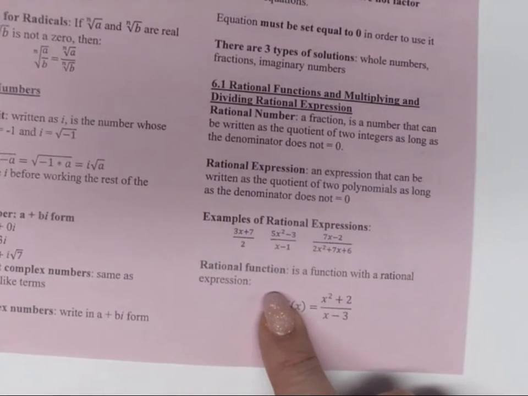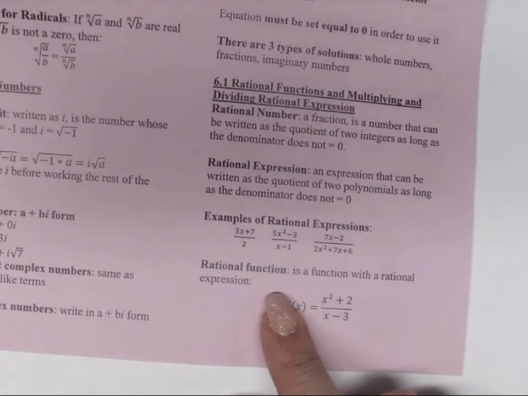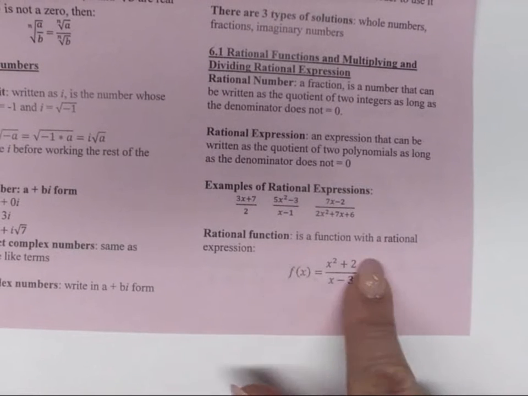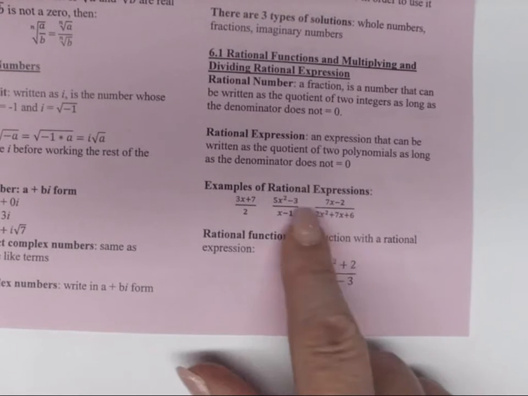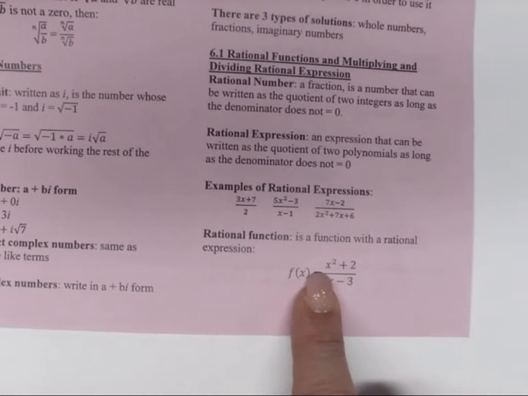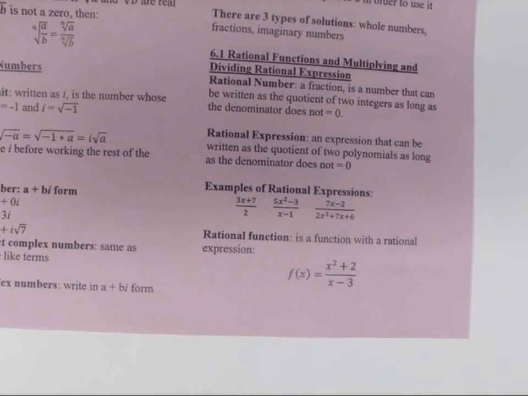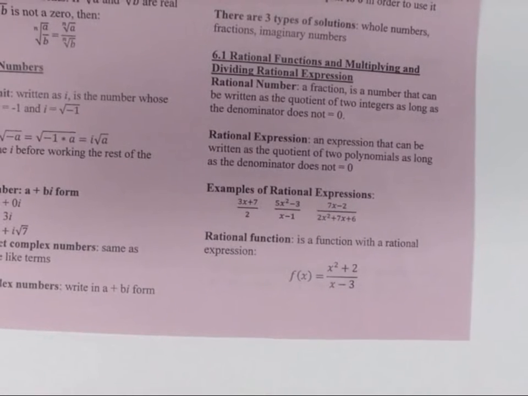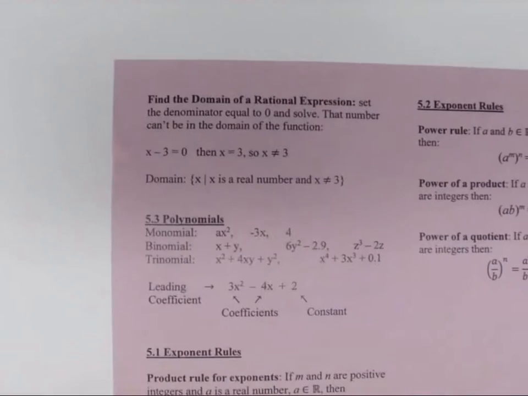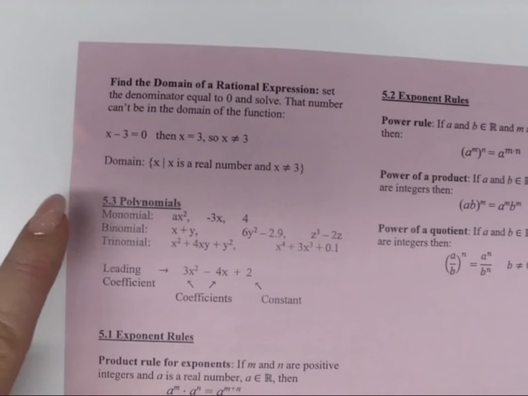We're going to actually be looking at rational functions, and this is what a rational function would look like. The only difference between these is that now we've got f of x equal to that. So that's what it looks like, and we're going to be looking at finding the domains. That's all we're going to look at at this point in time.